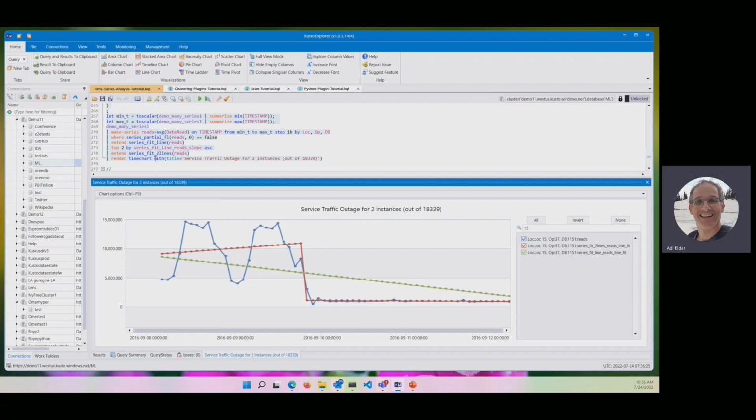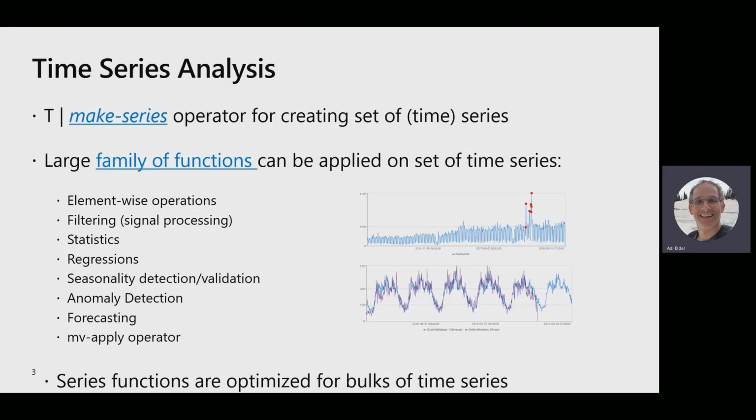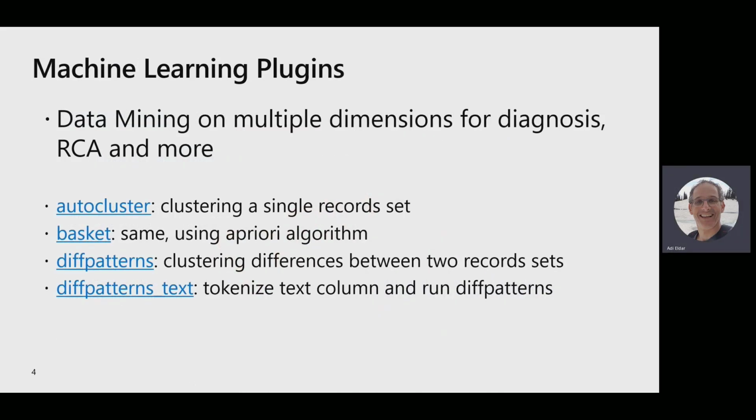Okay, so once we detected anomalies, it might be true anomalies, it might be false positives. So let me jump back to the presentation for a minute. So we showed the time series analysis capabilities, and now what we want to do once we have potential anomalies, we would like to diagnose these anomalies and try to get the root cause of these anomalies. And we can do this using plugins that are part of KQL. I'll present in this session AutoCluster and diff patterns.